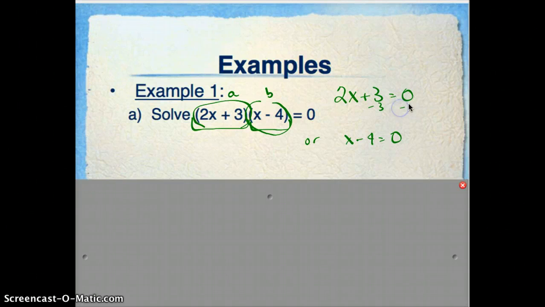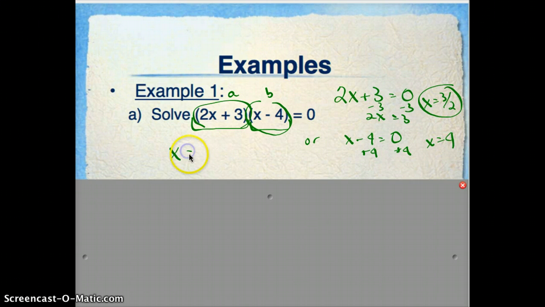Now we have something really nice and easy to solve. If 2x equals 3, then it looks like x equals 3 halves, or 1.5. If x minus 4 equals 0, then x equals 4. Okay, so x equals 3 halves, or x equals 4. Either of these values of x would make this equation true. They'd both make it equal to 0. Both of these would be legitimate solutions to your equation, and you would need to include them both.